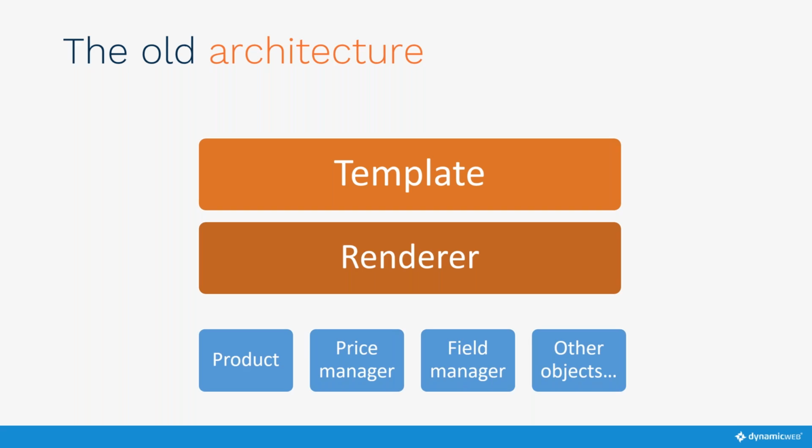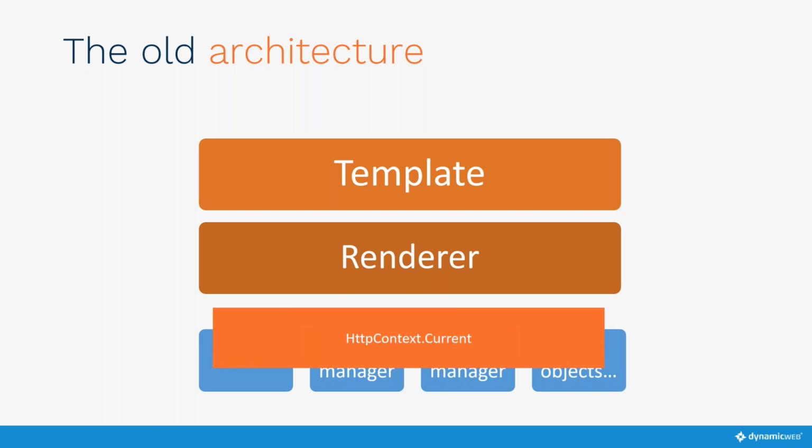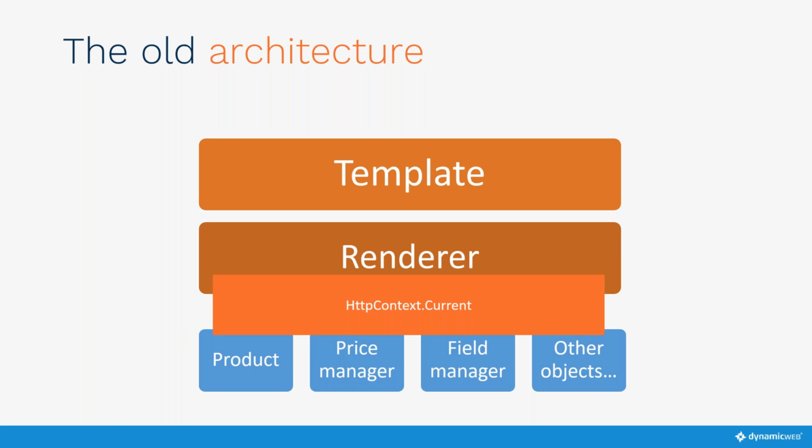So we don't get all the logic of pricing and, like, a customer specific price if we don't use the renderer, because it's basically the one taking care of that. And then we have this problem with HTTP context current, which is sitting in here and is doing a lot of the logic. And also we have references for HTTP context in product and price manager and so forth.